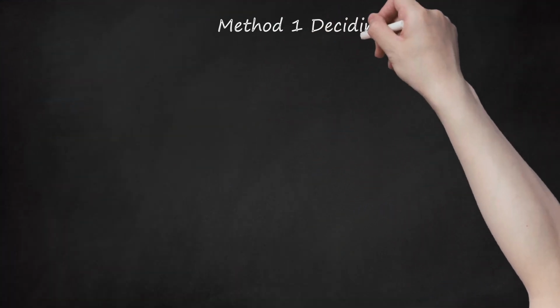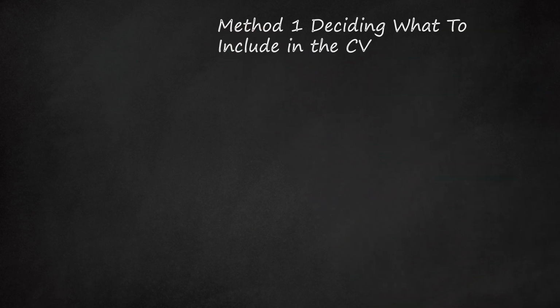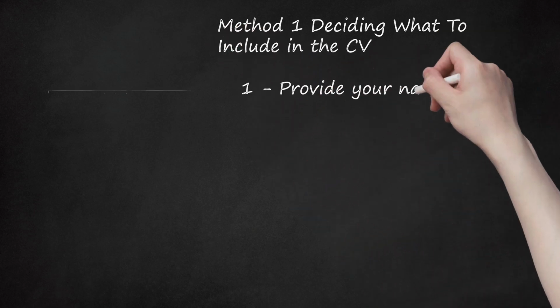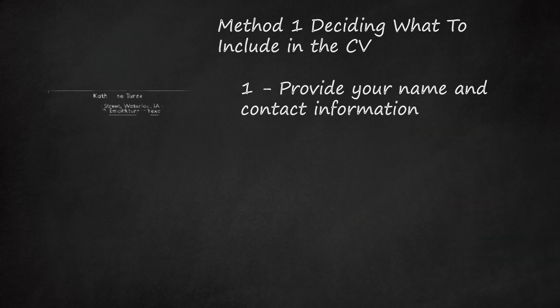Method 1. Deciding what to include in the CV. 1. Provide your name and contact information. Your name, address, phone number, and email address should be placed on the top of the CV. You may choose to emphasize your name with graphics. Use a professionally designed larger or bolder font for your name.